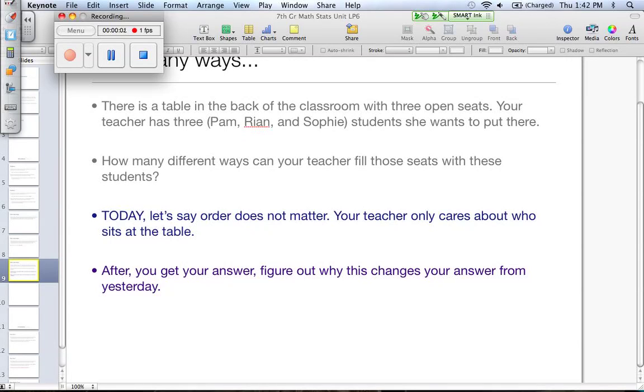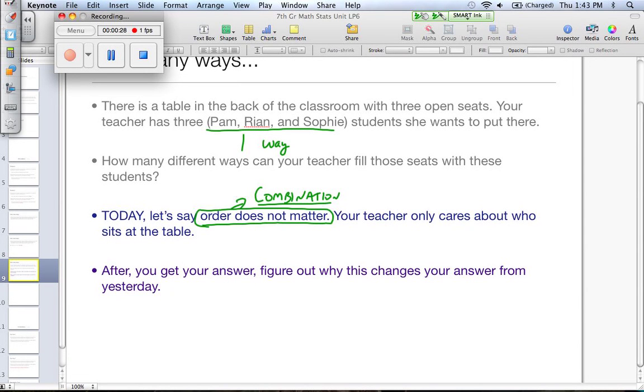Hopefully most of you were able to realize that there is only one way your teacher can fill those seats that are left, right? There's Pam, Ryan, and Sophie left, and there's only 3 seats, so they're all going back to the table. Since their order does not matter, it is different than the permutation we did yesterday. When order does not matter, it is not a permutation, it is a combination.